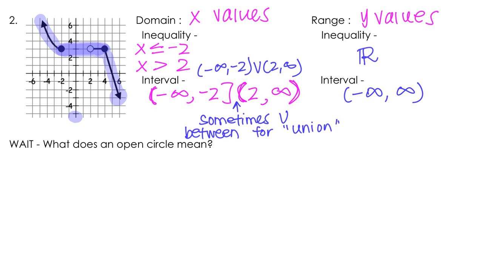Before we move on to the rest of the examples, what does an open circle mean? Not included. So when you have an open circle, you're going to have a parentheses or like a break in the inequality or something like that. It is not included in our solution. It's like a big hole in the graph.